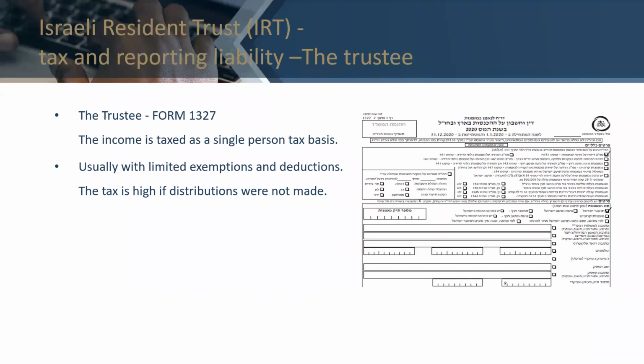So for the trustee, the form is 1327. The income is taxed on a single person tax basis. That means the progressive tax brackets. It usually has limited exemptions and deductions, and the tax is high if no distributions were made during the year.